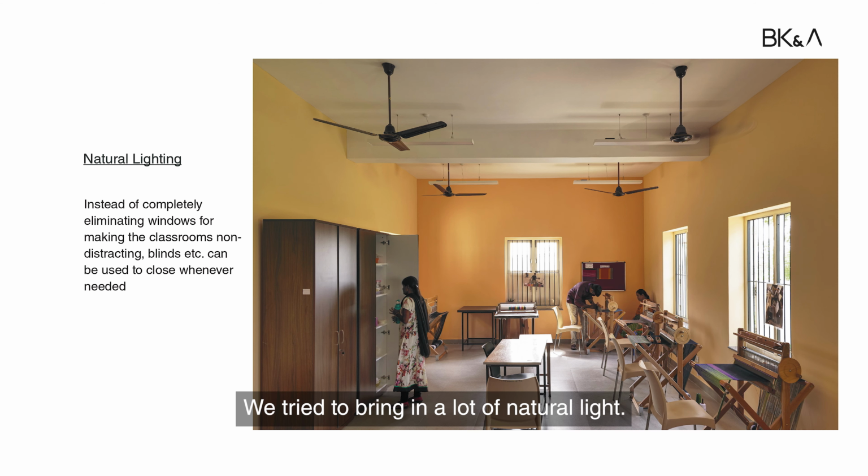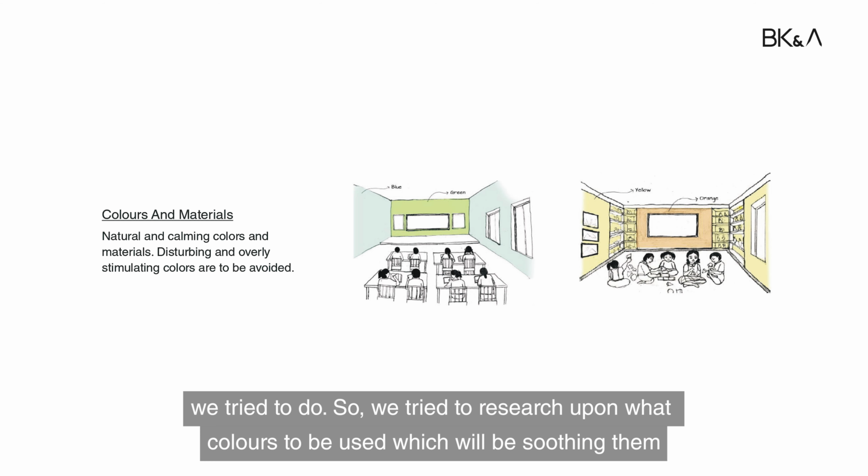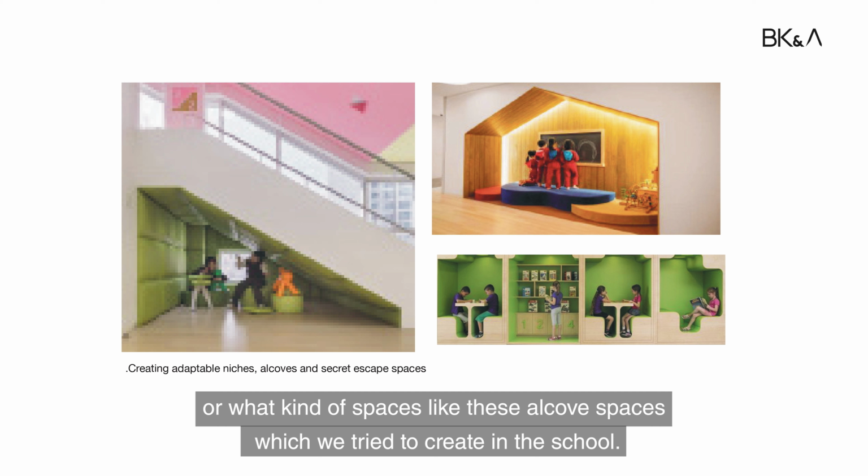See, what we got was an existing building of some 15,000 square feet. Now the school is around 50,000 square feet, so we had to add quite a bit. In some areas we were forced to use the existing spaces. It was an old age home, which people used to say was like dormitory accommodation. So we tried to research what colors to use that would be soothing for them, and what kind of spaces, like these arousal spaces, we could create in the school.